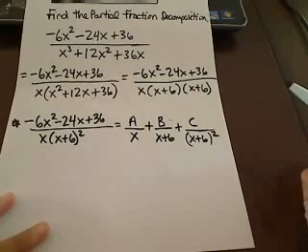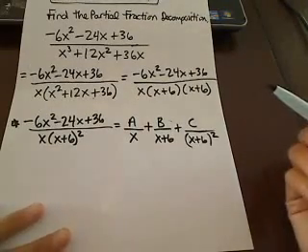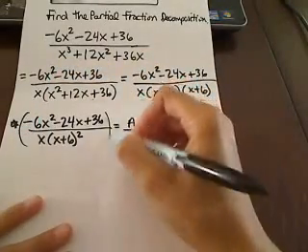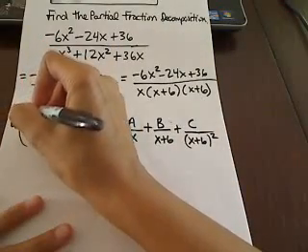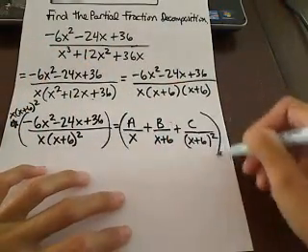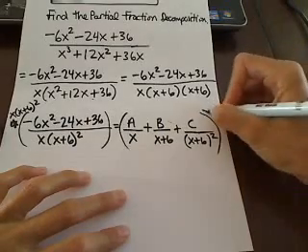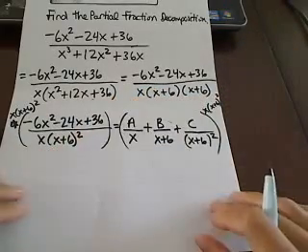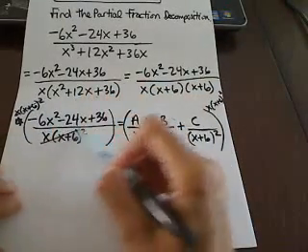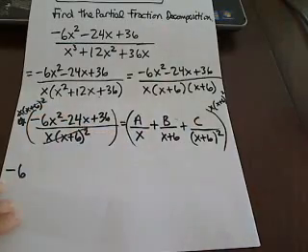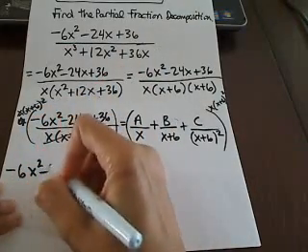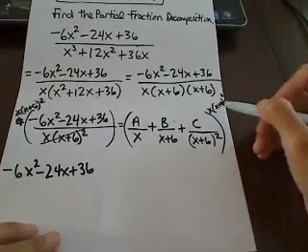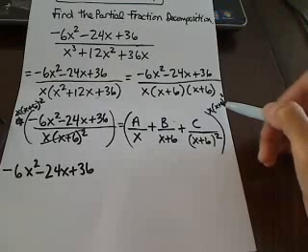Okay, so in order to do that, what we're going to do is multiply both sides by the LCM, and that LCM is this right here, this x times x plus 6 squared. So I'm going to multiply both sides by that. Kind of running out of room. Okay, so over here, these are going to cancel, and we're left with negative 6x squared minus 24x plus 36. Now over here, it'd probably be easier if you write this out. You can see more clearly what I'm doing. It's not very clear right here.